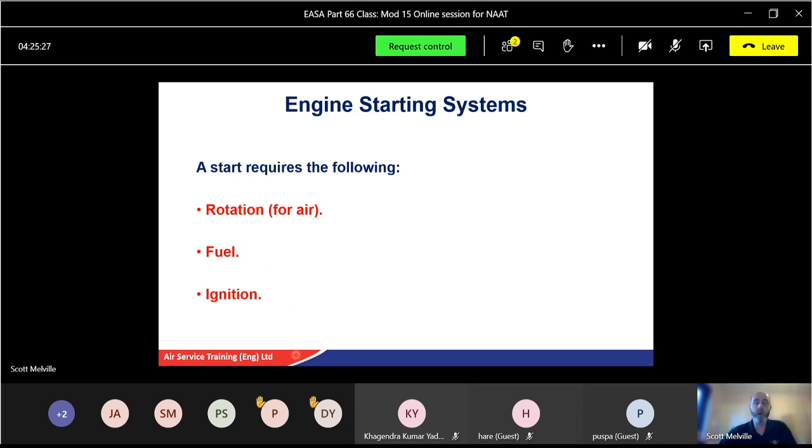If you've got an exam question, they'll say, what is the typical start sequence for a gas turbine? What are the requirements? They might give you some of these, but not in the right order. They might say fuel first. Well, there's no point putting fuel first unless you've got air. So make sure it is in that correct order: rotation, fuel, ignition.